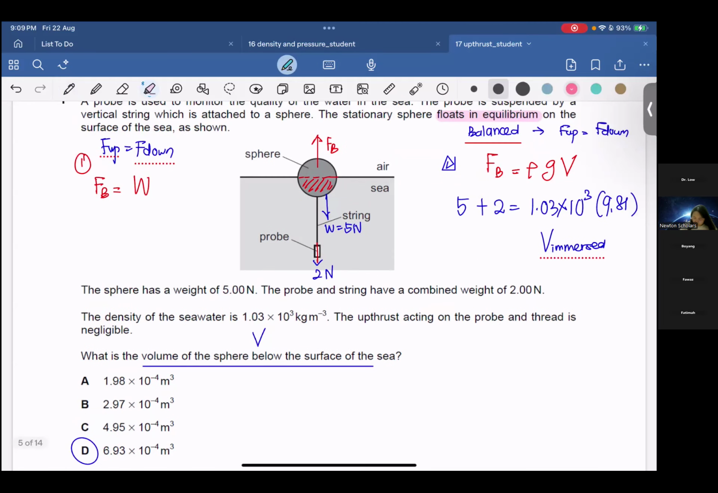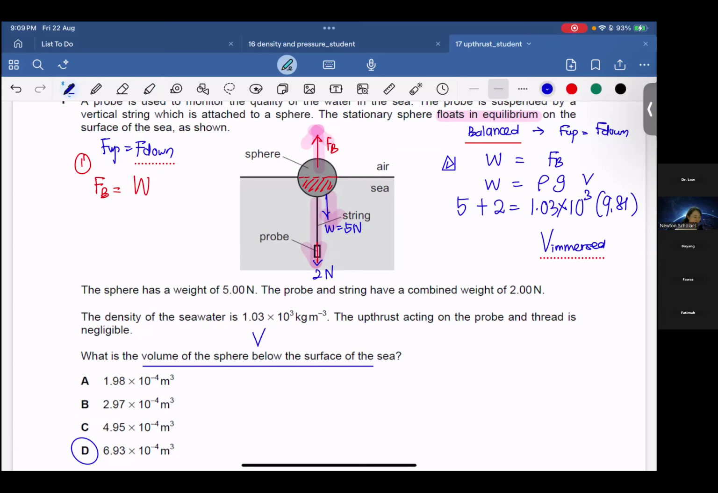Label all the forces. Weight, 2 weights, and then the upward force is the buoyant force. Maybe I can write it like this: weight equals buoyant force, so weight equals rho g V. Maybe this is easier for you to look at.